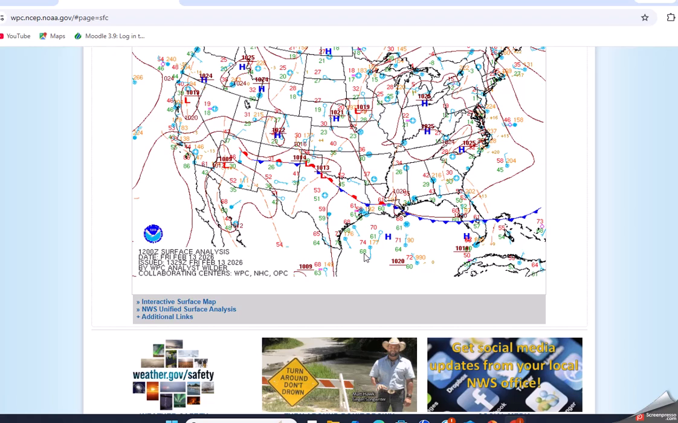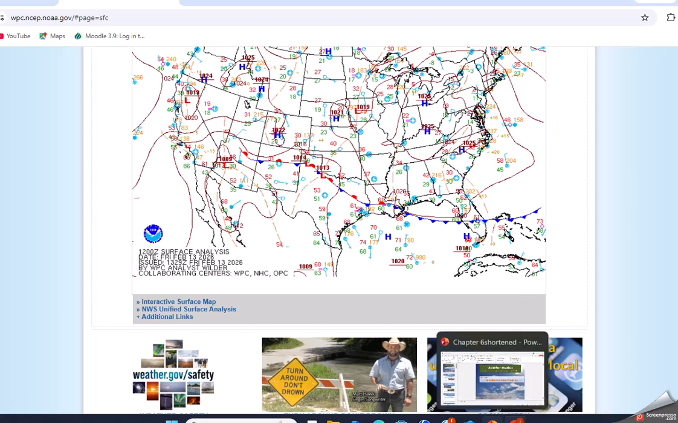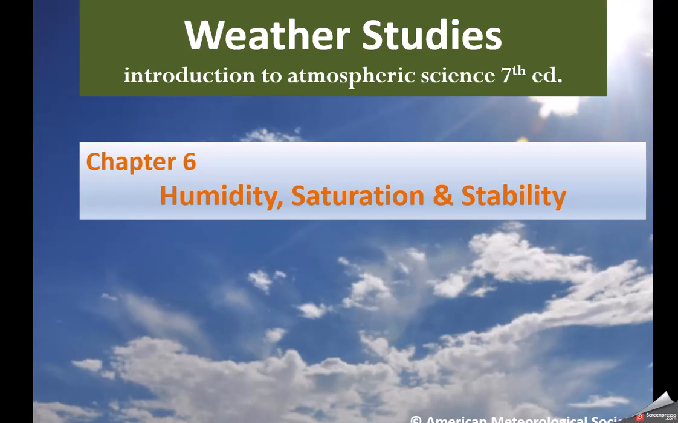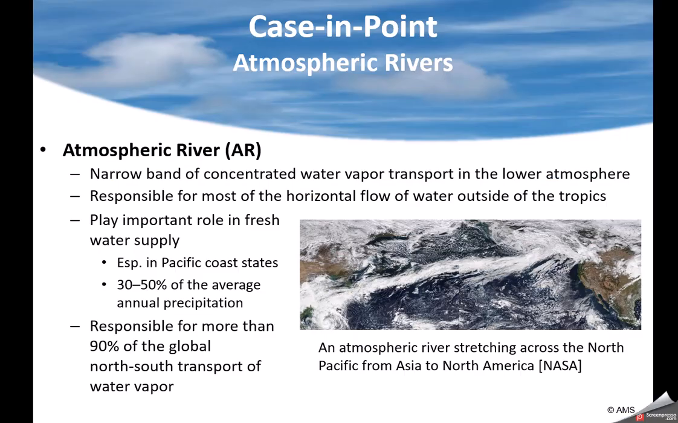So let's go through some of this now. Let's start talking a little bit more, shall we say, about humidity and saturation. And we're going to finish up with something called stability. This has caused problems every year. So I'm going to try to do a good job of explaining it. Don't hesitate to ask if you have some questions here.